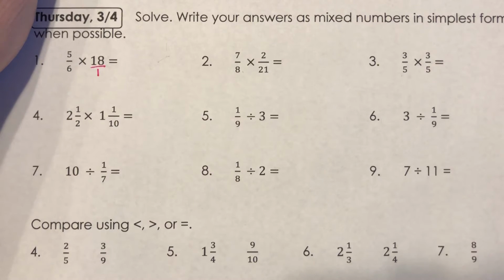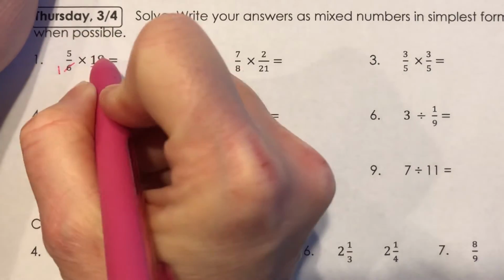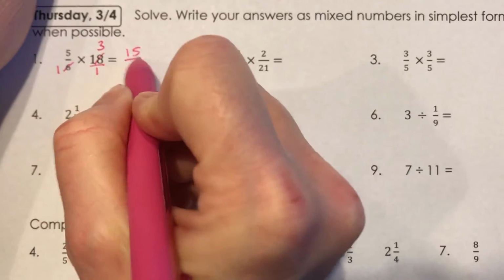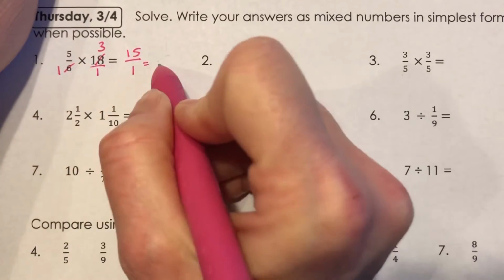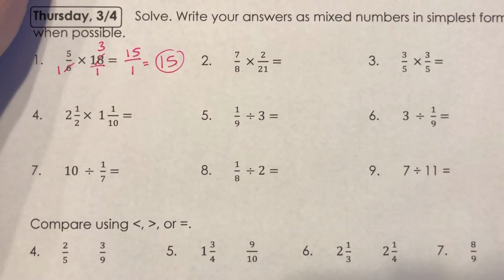And if you didn't choose 6, you can still end up with the same answer if you simplify it at the end, so don't change anything just yet. 6 goes into 6 once, 6 goes into 18 3 times. 5 times 3 is 15. 1 times 1 is 1, and 15 divided by 1 is 15. So you should have 15 for number 1.